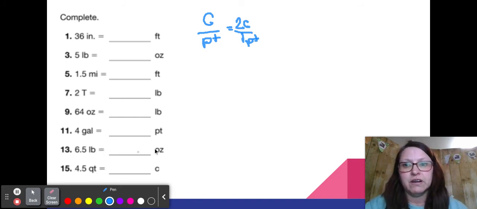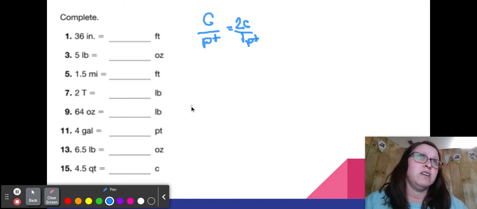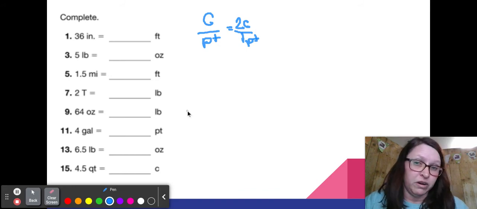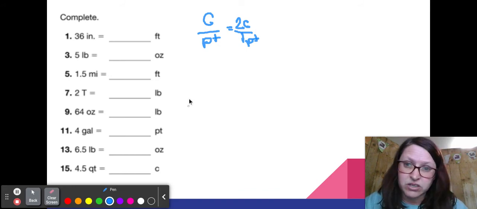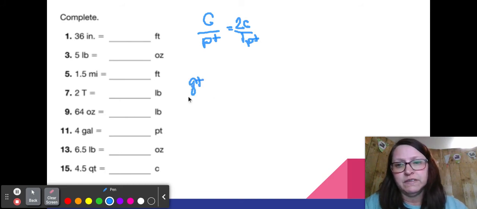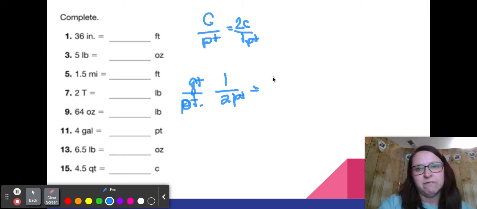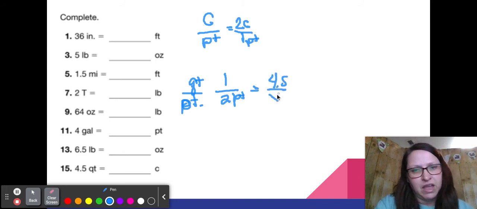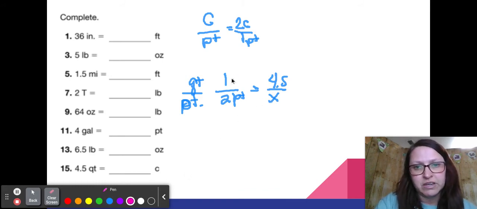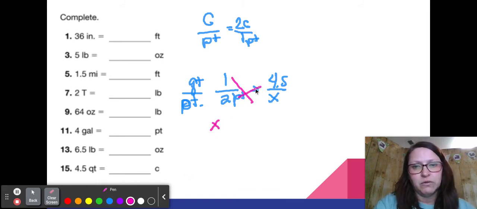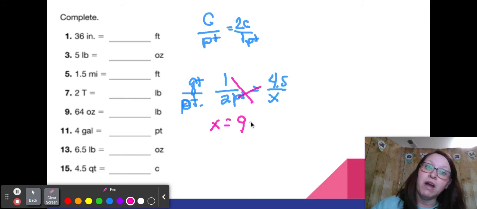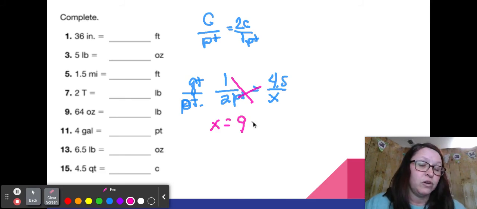So now I'm going to come over here and I'm going to say, I know pints, but I don't know how many quarts or how many cups are in a quart. So let me start with quarts and pints. In 1 quart, there are 2 pints. And I have 4.5 quarts. And I don't know how many pints. So now I'm going to do 1 times x is x. 4.5 times 2 is 9. So I know that there's 9 pints in 4.5 quarts.